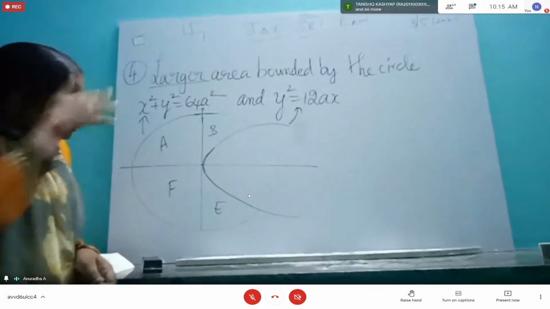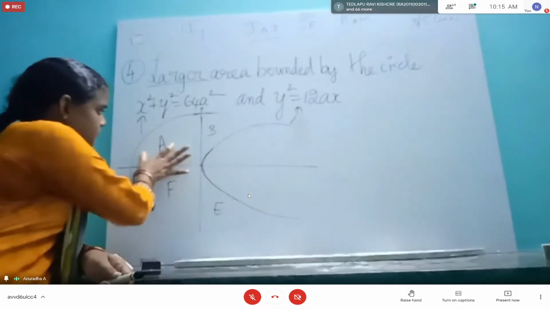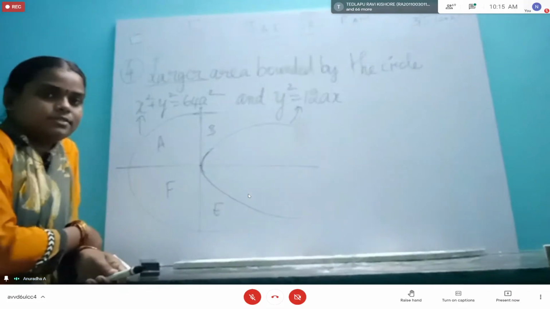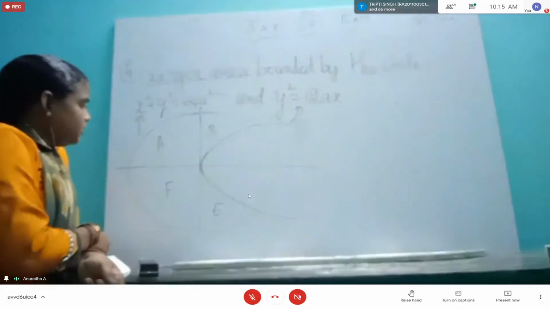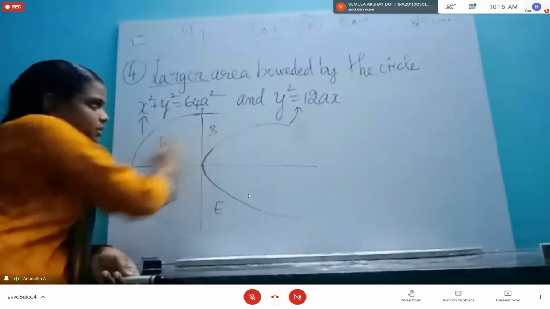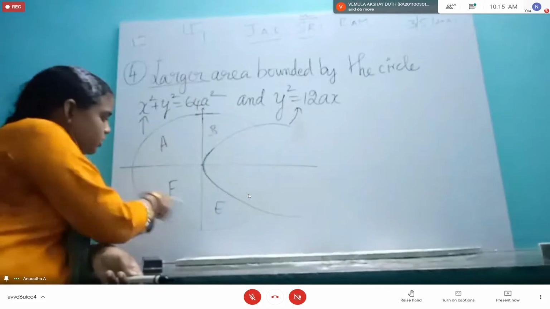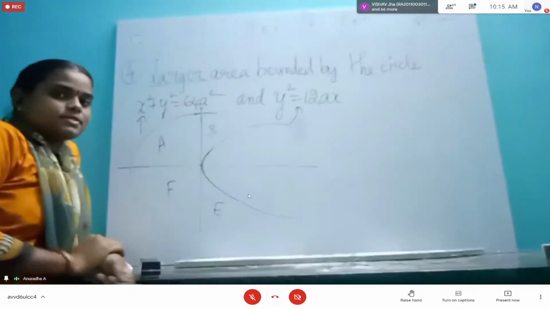So obviously, because by the symmetry nature, F area is equal to A area, right? And E is equal to B. So instead of finding for the entire thing, what we are going to do again is, only for A and B together we are going to find. For F and E, we are not going to find. We are going to multiply this 2 times.